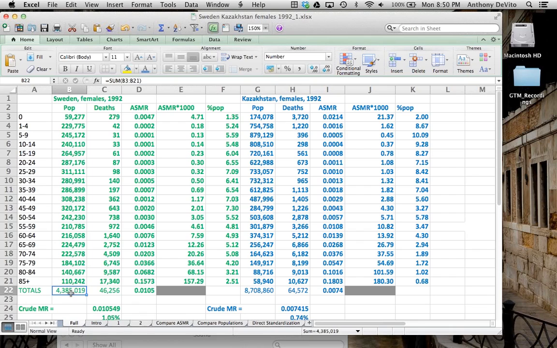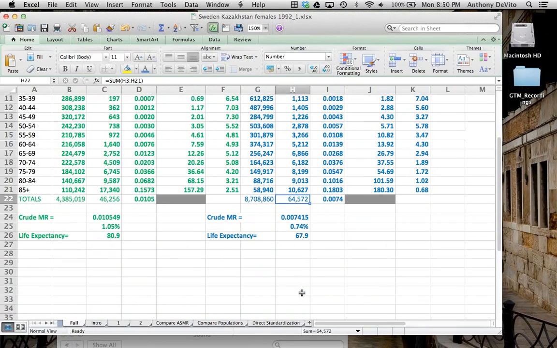We have a total of 4,385,000 females living in Sweden at that time, and 46,000 of them died during the course of that year. In Kazakhstan, we have a larger population of females, 8,708,000 at that time, and 64,000 of them died. And we're going to calculate the crude mortality rate. Well, the crude mortality rate is equal to 46,000 over 4 million, and that's what this number is.